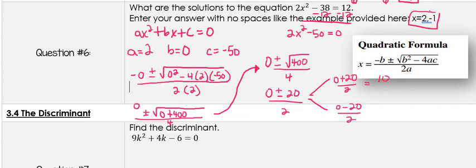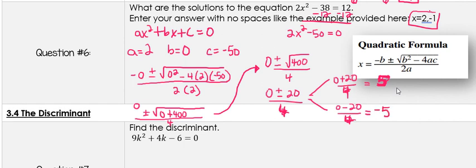Oh, and why did I put 2 here? Mrs. Stanley's making a mistake. This is over 4. I know some of you are probably yelling at me back there. Glad I didn't keep going. Okay, so this isn't going to be 10. It's going to be 5 because 20 divided by 4 is 5. And then I have negative 20 divided by 4, which is going to be negative 5.